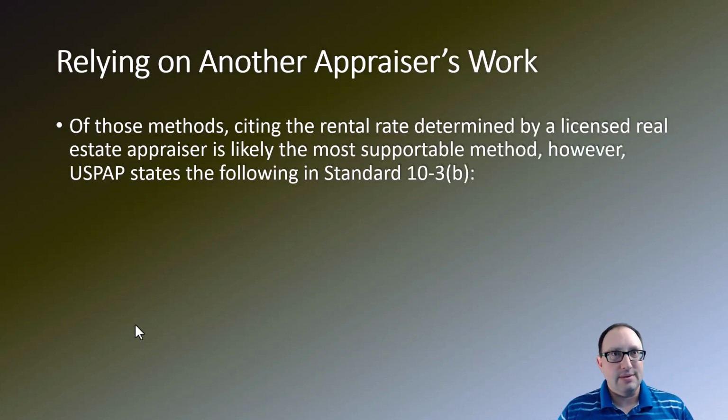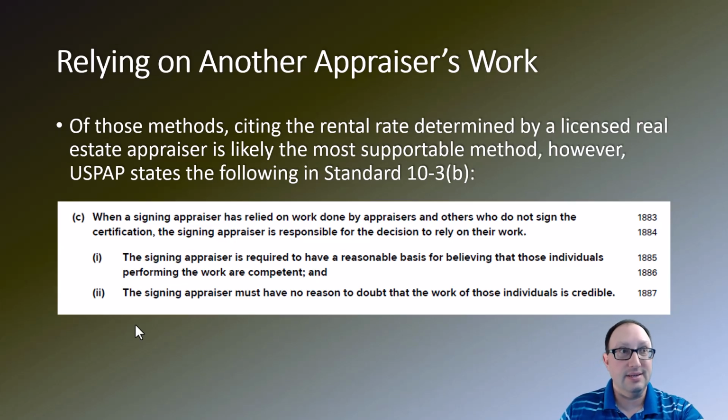So of those methods, looking at a real estate appraisal with the income approach done is the most supportable method. However, keep in mind that USPAP, the Uniform Standards of Professional Appraisal Practice, in Standard 10.3b says this. Basically, if you're relying on another appraiser's work in your business appraisal report, you are responsible for the results of the other real estate appraiser. So if he screws up and you rely on that report in your report, you're responsible. So have that person fix it, and so on.